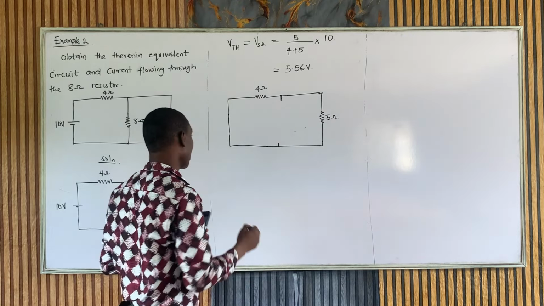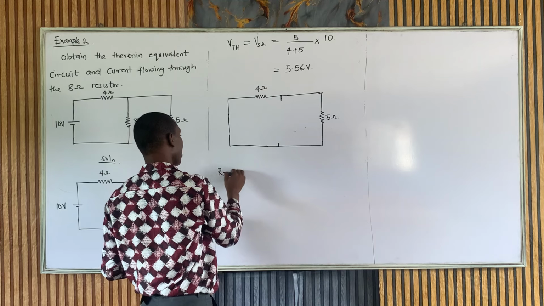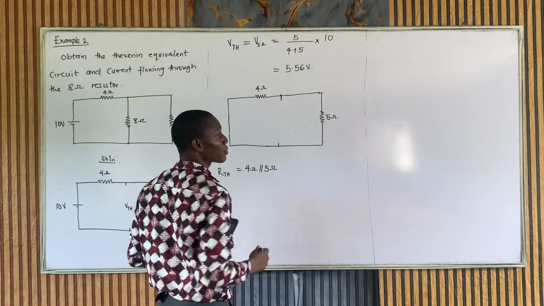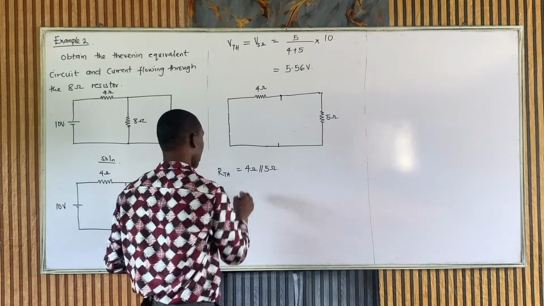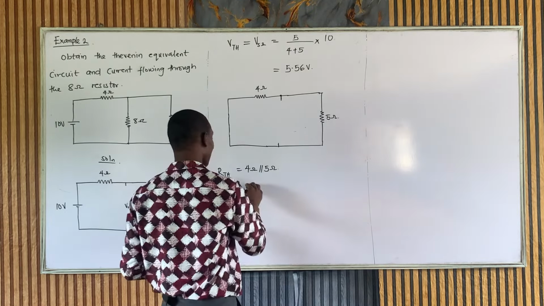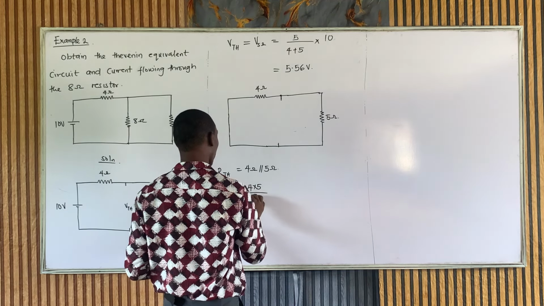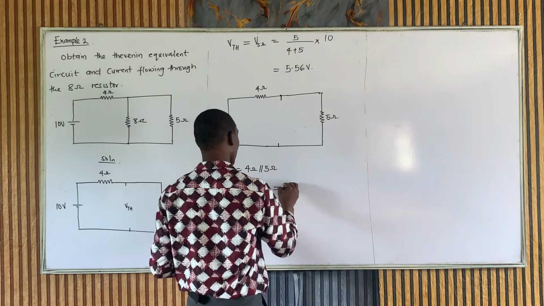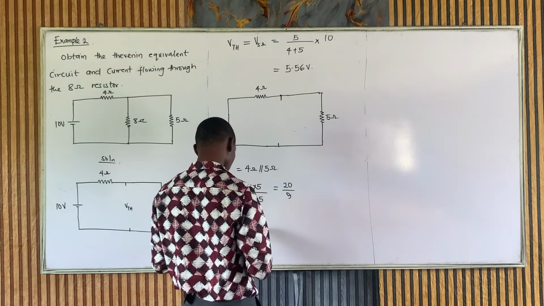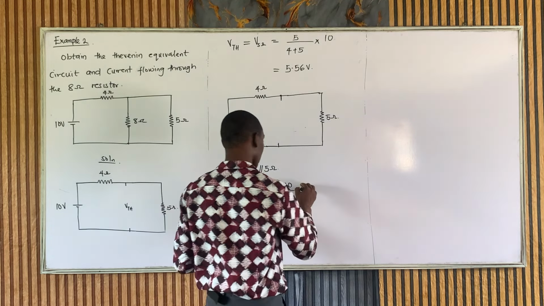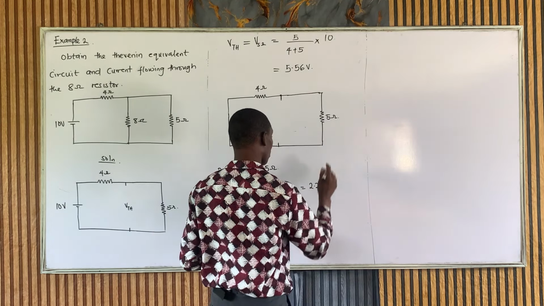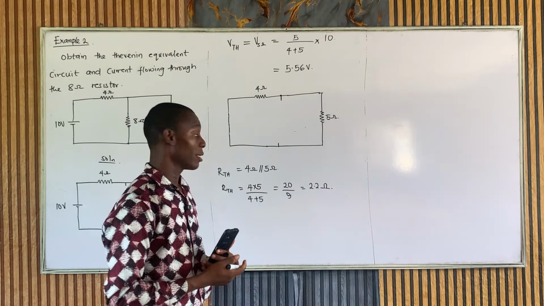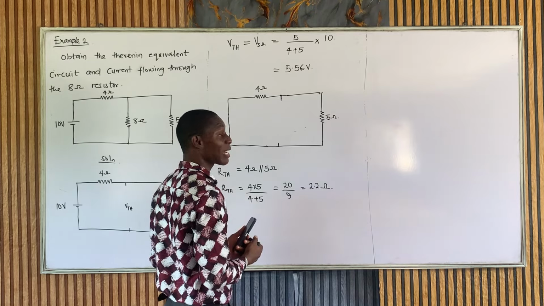And then I can say my RTH is simply 4 ohms in parallel with 5 ohms. And that's all. Again, use our easy method, product over sum. That is 4 times 5 over 4 plus 5. This will be 20 over 9, and 20 divided by 9 will give us 2.2 ohms. So we've gotten our RTH and we've gotten our VTH. Next is to get our Thevenin equivalent circuit.